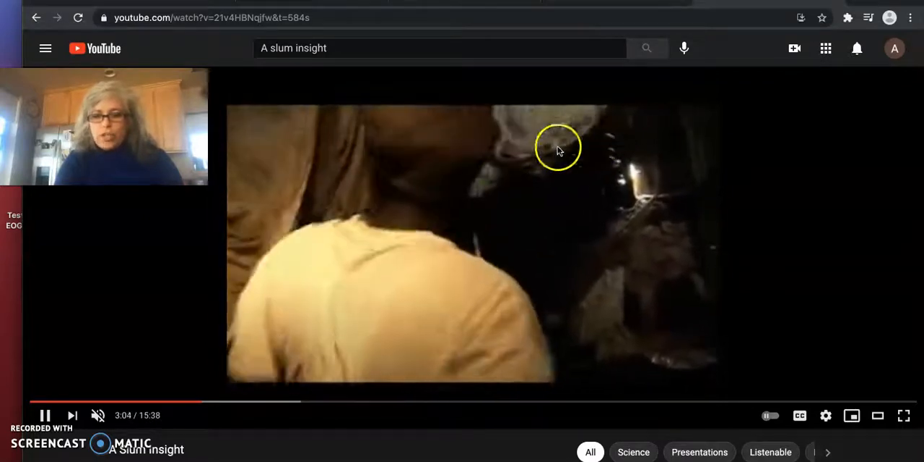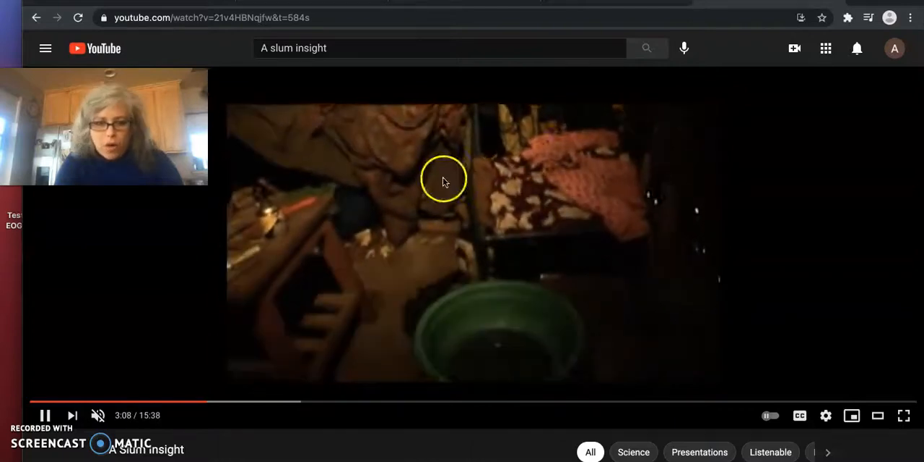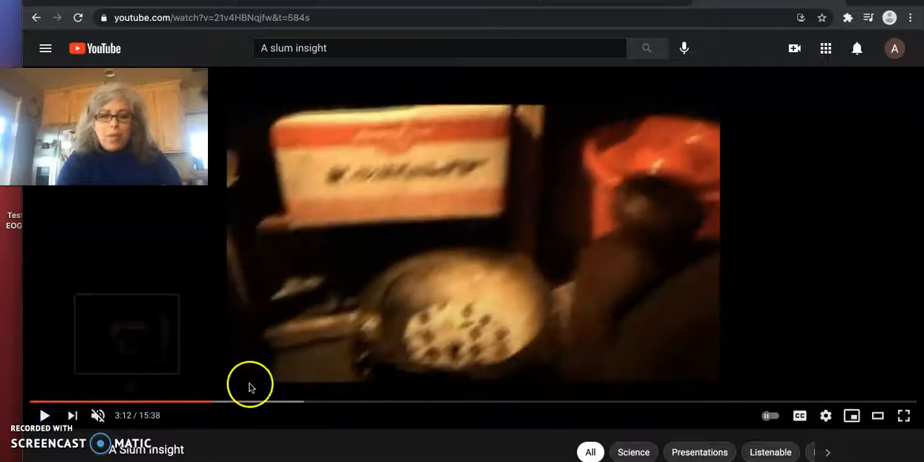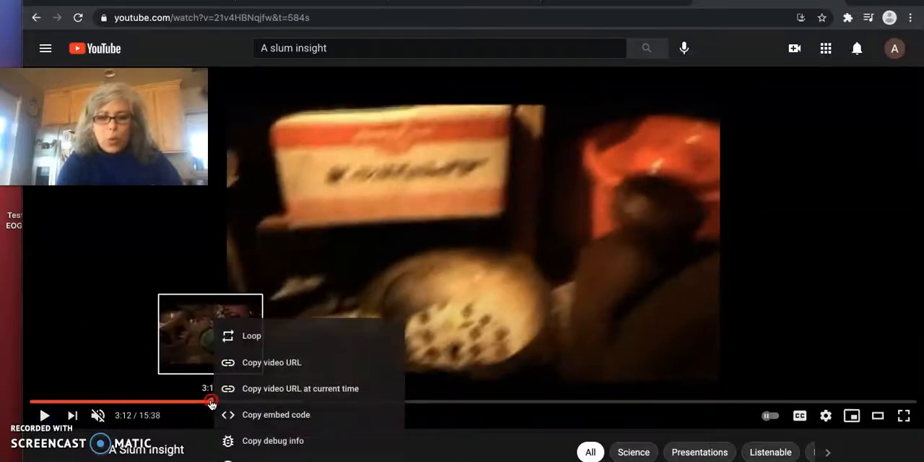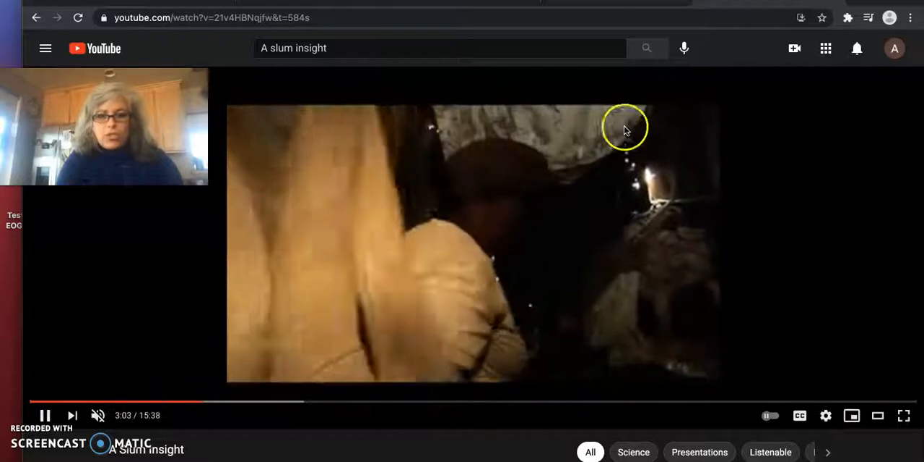She's throwing up the sheets to show you 6 bunks. 1, 2, 3, 4, 5, 6 on the floor. That green thing was the toilet. Right by the bunks, there's the kitchen. So she's throwing up those sheets.